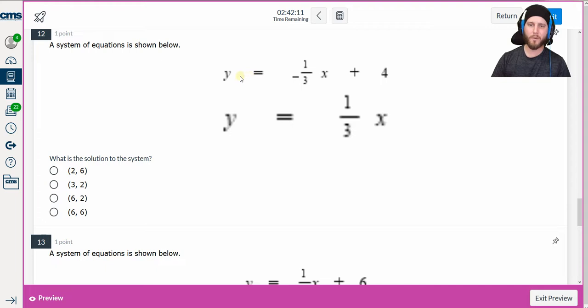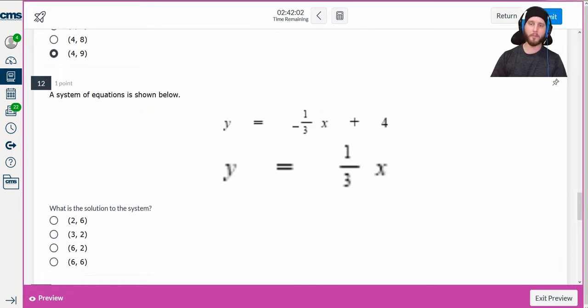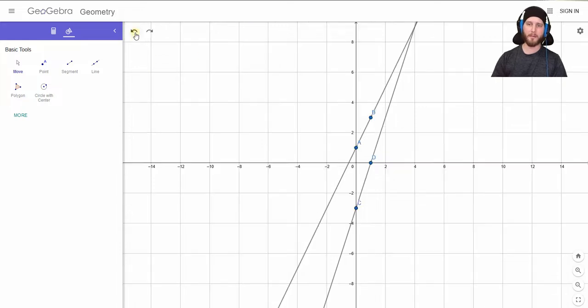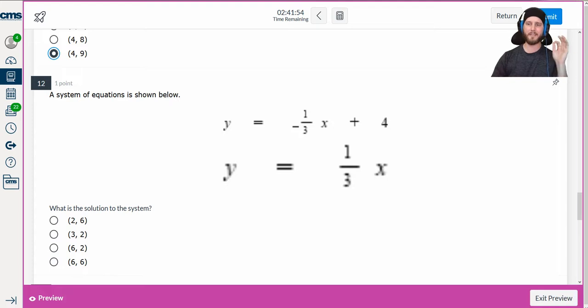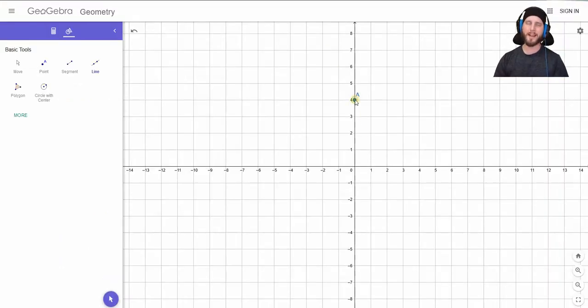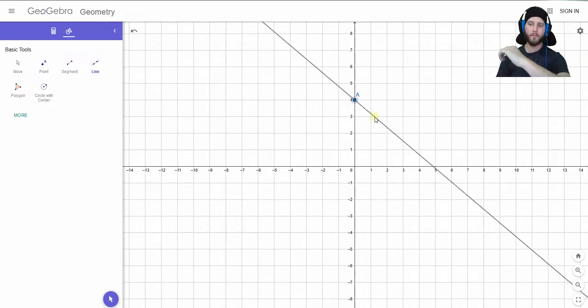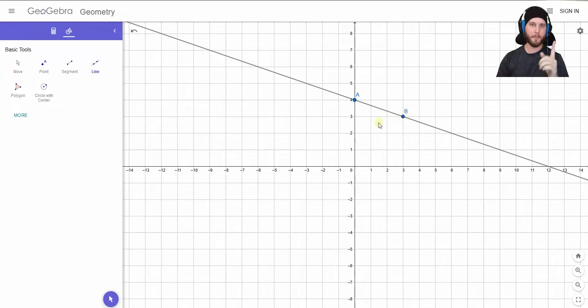We have y equals -1/3 x plus 4, and y equals +1/3 x. Okay, so we'll start with the first one then, because I'm not going to be able to memorize both of those. First one is going to be located at -1/3 x plus 4. So plus 4, and that's -1/3 x. That means -1 is going to be going down, but that'll also go 3 over. 1, 2, 3. So that's my first one.